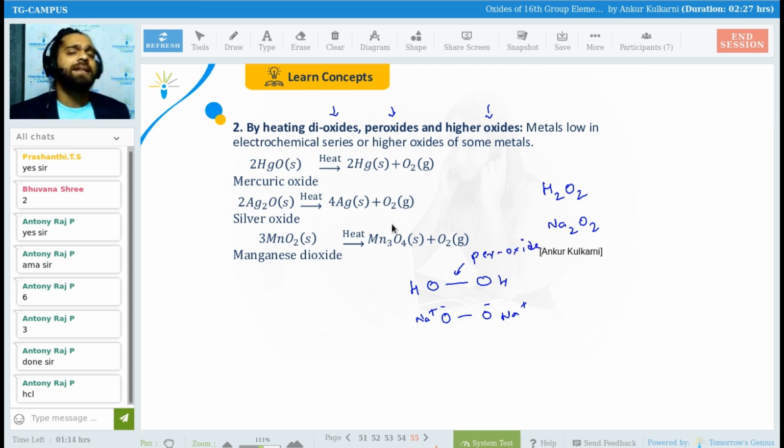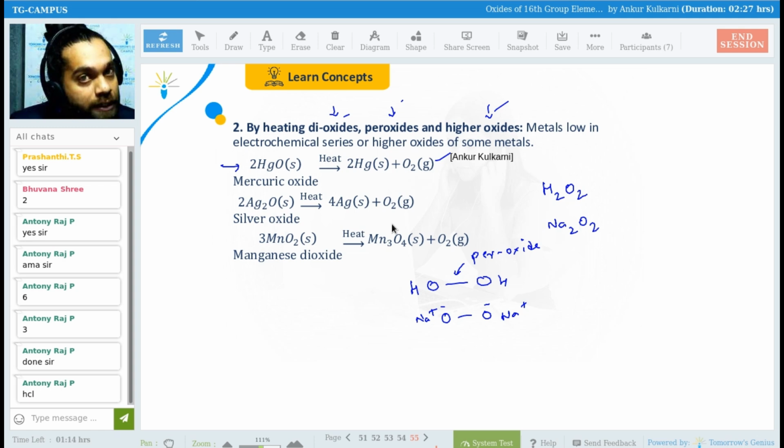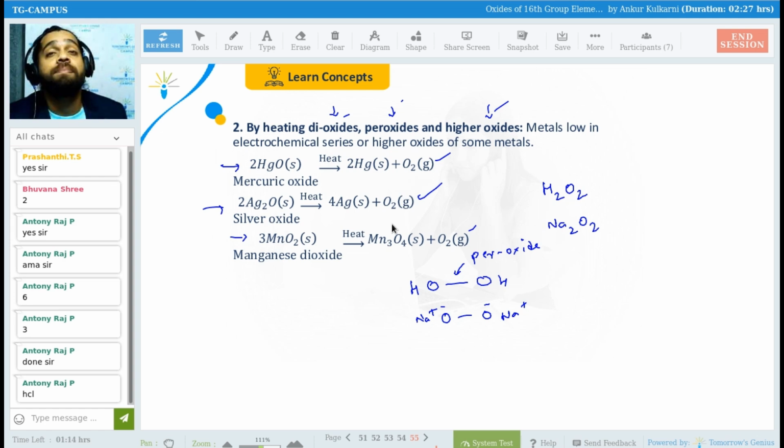Again the same thing, by heating dioxides, peroxides, higher oxides, that means they are oxygen-rich compounds, like mercuric oxide. If I heat it, again oxygen is released. Silver oxide, manganese dioxide, all of them are oxygen rich. Please understand this now, and tomorrow when you revise, write down these reactions again just to remember them.